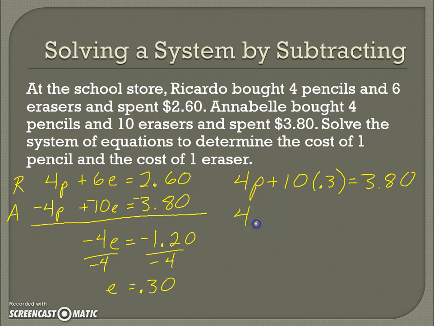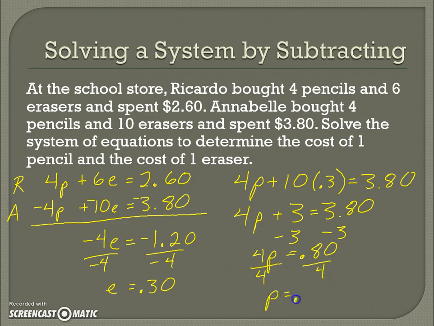So here I have 4p plus 3 equals 380. Then I subtract 3 from both sides. 4p equals 80 cents. Divide by 4. And a pencil equals 20 cents. And then we could check these kind of quickly to see if they work.